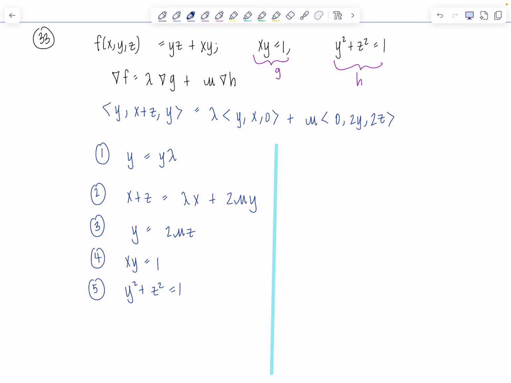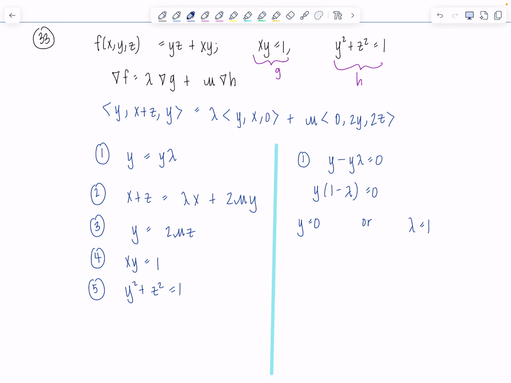So I started with equation 1. You can kind of start wherever you want to go. So I said, all right, from equation 1, let me set it to 0. y minus y times lambda is 0. That means y times (1 minus lambda) is 0. So either y is 0 or lambda is 1.